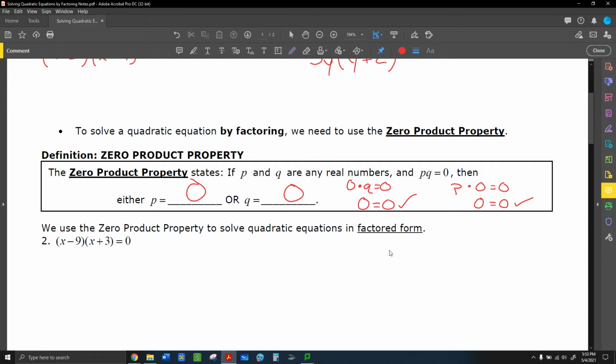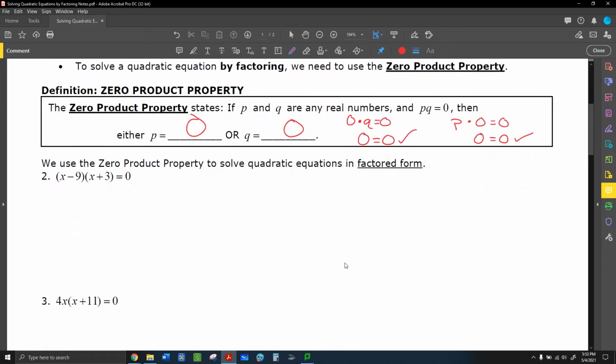So the zero product property: if there's a product of p and q, any two real numbers, then one of those factors, p or q, is equal to 0. So let's see how this applies to solving quadratic equations. Let's begin with the first one, the quantity x minus 9 times the quantity x plus 3.